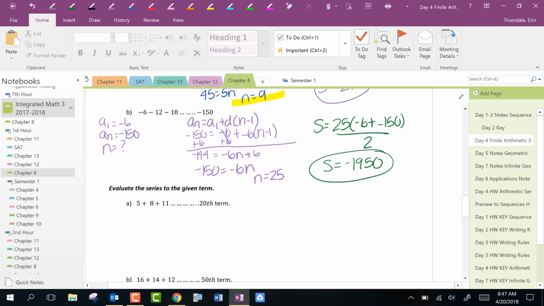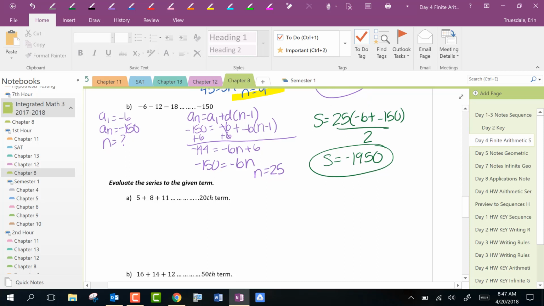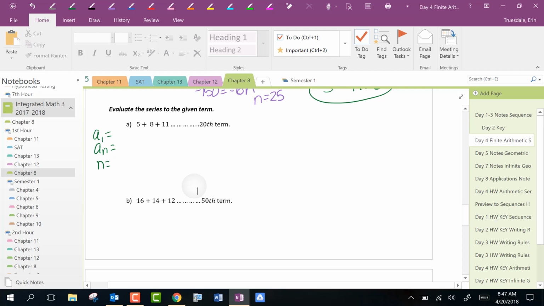Okay, let's write down what we know again. So A1, AN, N. Do we know A1? Yes, it's 5. Do we know AN, the last term? No. Okay, do we know N? What's N? 20. Okay, they're saying it's going to the 20th term. Do we know D? What is it changing by? 3. Okay, so I'm going to plug into that same formula over and over again in order to find AN.